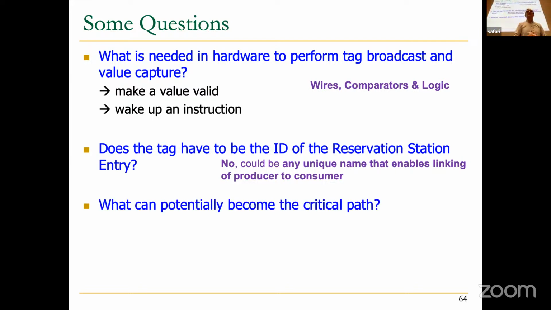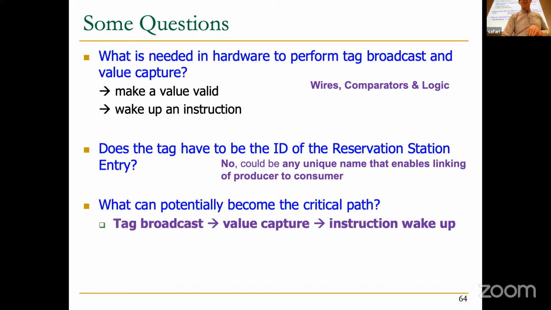What can potentially become the critical path? Well, this is actually what people have optimized over years and years. You broadcast the tag, somebody needs to capture the value, and they need to wake up. That loop is actually very long because the wires go through essentially the entire machine internally, and there are comparators all over the place. And then you also need to determine the wake up. So this is called tag broadcast, wake up, and select logic, and this is one of the most critical parts of the machine internally.